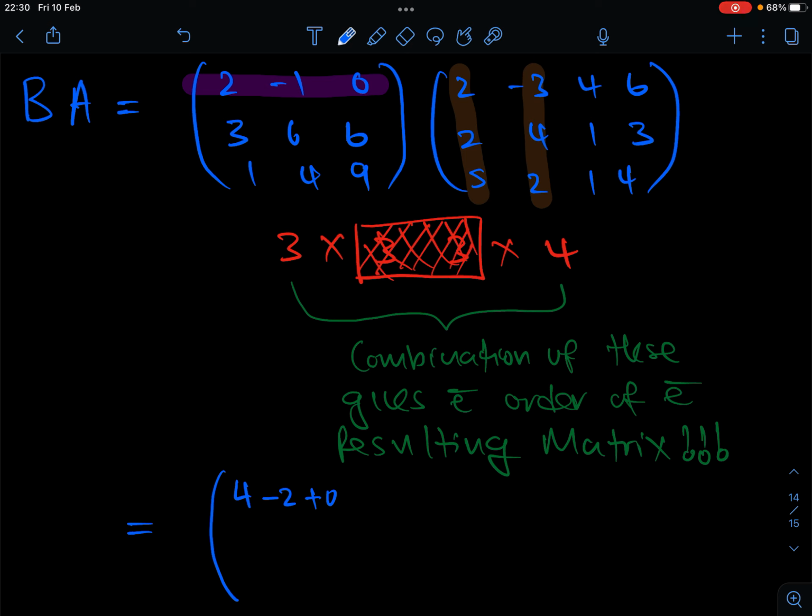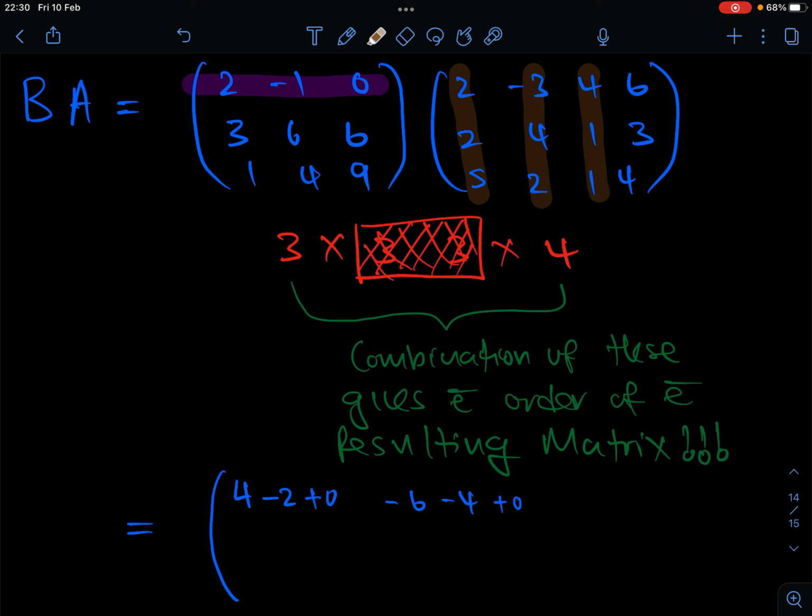So I'll take 2, which is my first number on this side, and multiply, I get -6. Then I take -1, which is the second number on the row there, and multiply it by the second on the column, I get -4. Then I say 0, I get 0, like that. You see.